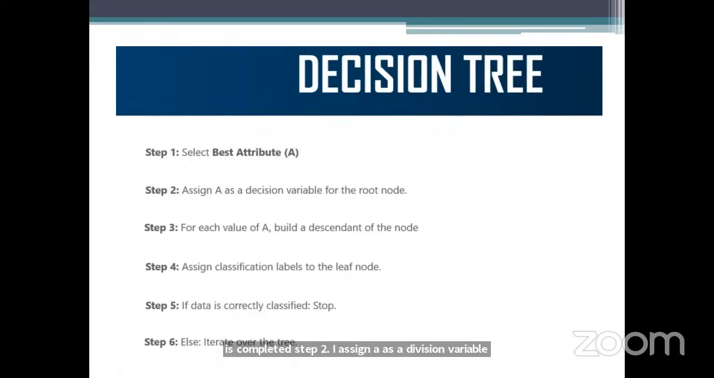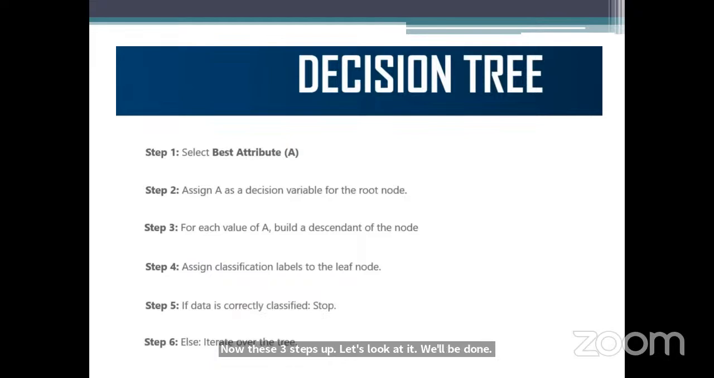Basically, you will assign this predictor variable A as a root node. Step 3. Next, you will do it for each value of A. You will build a decision tree at the root node. Now, these 3 steps, let's look at it. These 3 steps will be done.